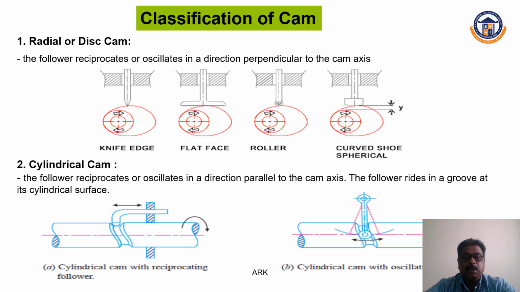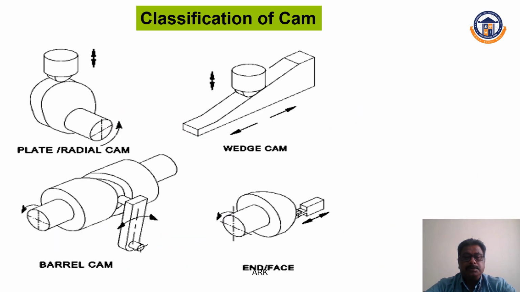Next, cylindrical cam. The follower reciprocates or oscillates in a direction parallel to the cam axis. The follower rides in a groove at its cylindrical surface. It is called a cylindrical cam. Cylindrical cam with reciprocating follower is one example, and cylindrical cam with oscillating follower is another. Apart from that, cams may be classified into tangent or radial cam, wedge cam, barrel cam, and end face cam.